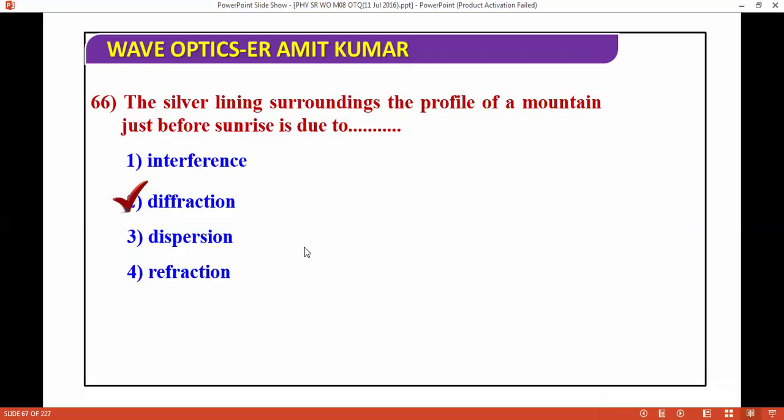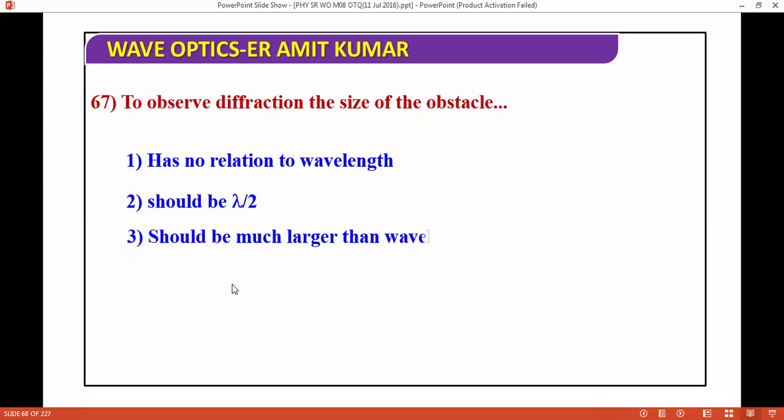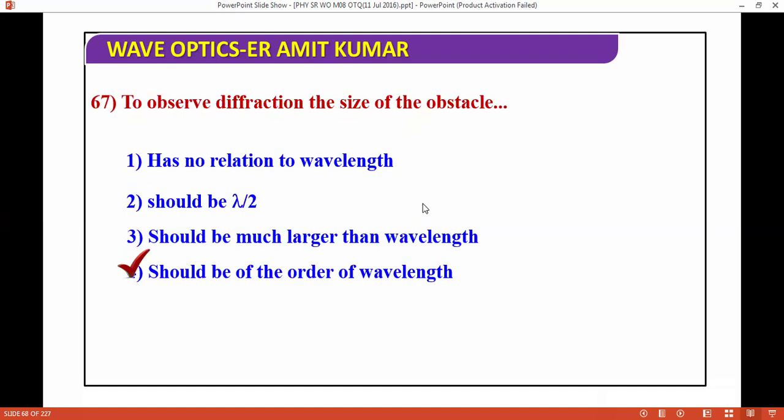Next question we are moving ahead: to observe diffraction, the size of the obstacle has no relation to the wavelength, or should be lambda by 2, or much larger than the wavelength, or of the order of the wavelength. The right answer is that it should be of the order of the wavelength. To observe diffraction, the size of the obstacle should be of the order of the wavelength.